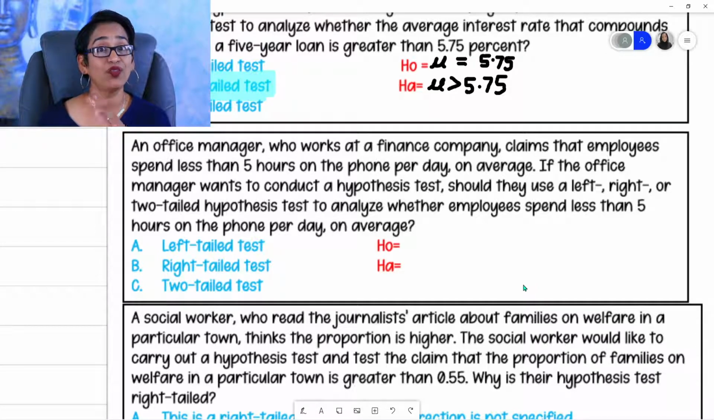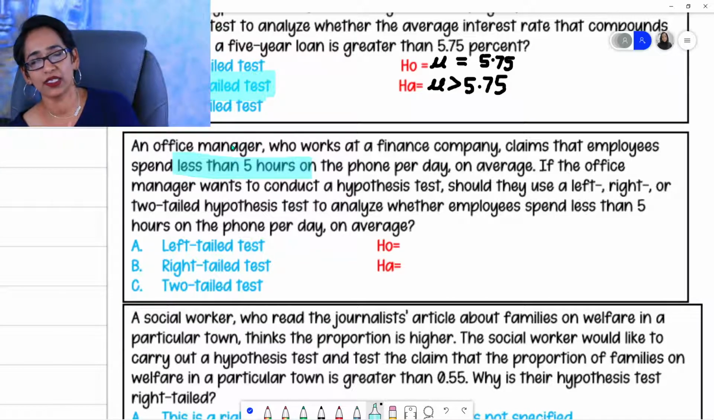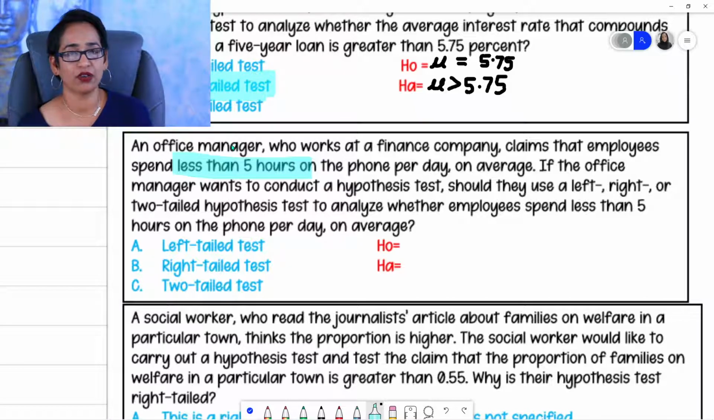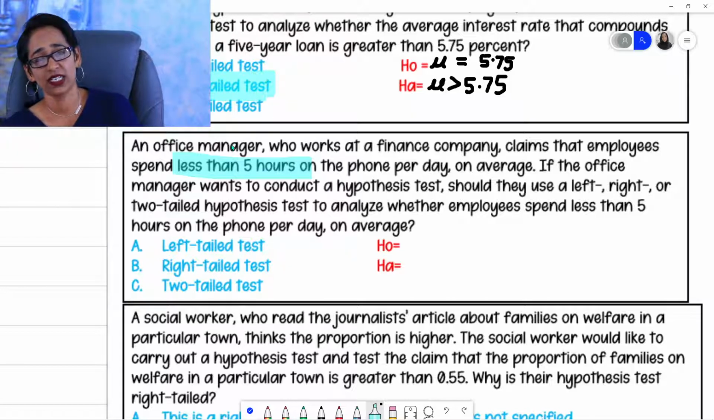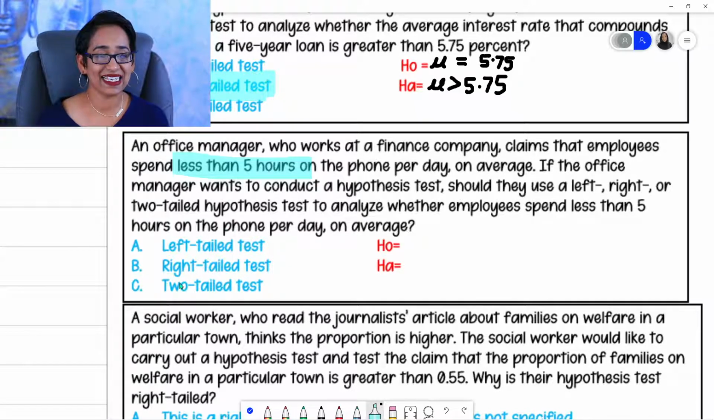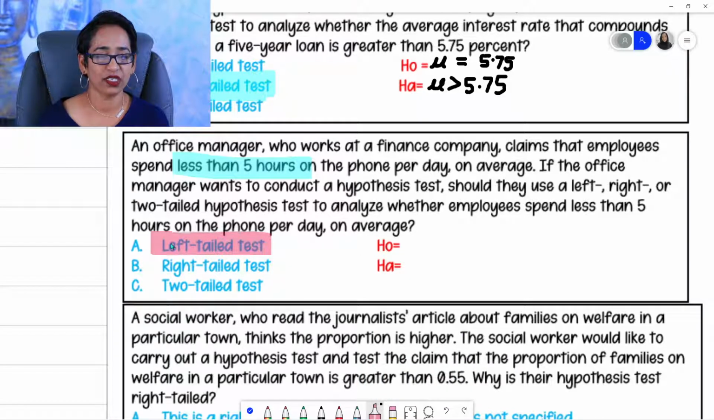Now let's try the next one even without working it out. An office manager who works at a finance company claims that the employees spend less than 5 hours. The key term is less than. Which tail? Greater than is right. Am I going right for y'all? Probably left, yeah. The camera is flipped, so you get the idea, right? Greater than is right. My right, I write with this one, so right. Less than is left. This is my left, right? So it's less than. Less than is by default left tail. See that? All right, let's look at the next one.